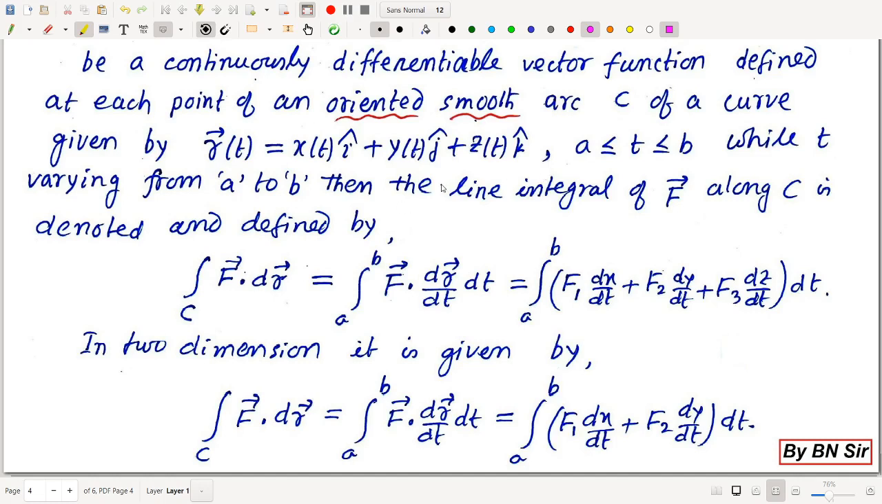If we take the dot product, the coefficients of i, j, k are multiplied, so we get F1 dx by dt plus F2 dy by dt plus F3 dz by dt. So the integration is finally a single, normal integral from a to b with respect to t. In two dimensions, the symbol is integration over C of F vector dot dr vector, same notation, equal to integration from a to b of F vector dot dr by dt times dt, which equals integration from a to b of F1 dx by dt plus F2 dy by dt. In two dimensions, z is not there. So this is the definition. Problems we shall do in the next class. Thank you for today.